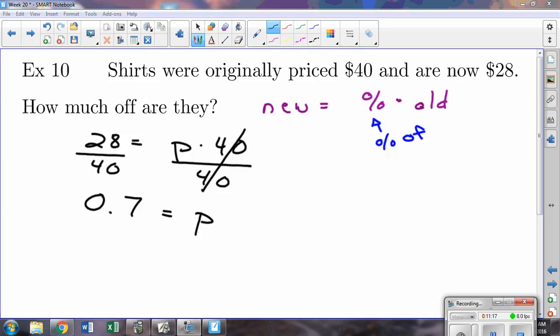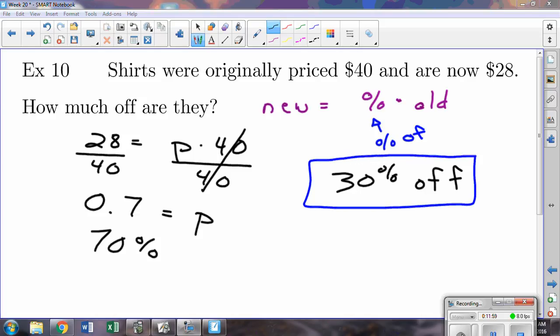I want to pause and emphasize again. We know 0.7 is 70%. Was the price reduced 70%? No. When we work with this equation, we are working with percent of the original, not percent change from the original. If the price is 70% of, how much was taken off? That would be a 30% decrease. So actually answering the question, it's 30% off.